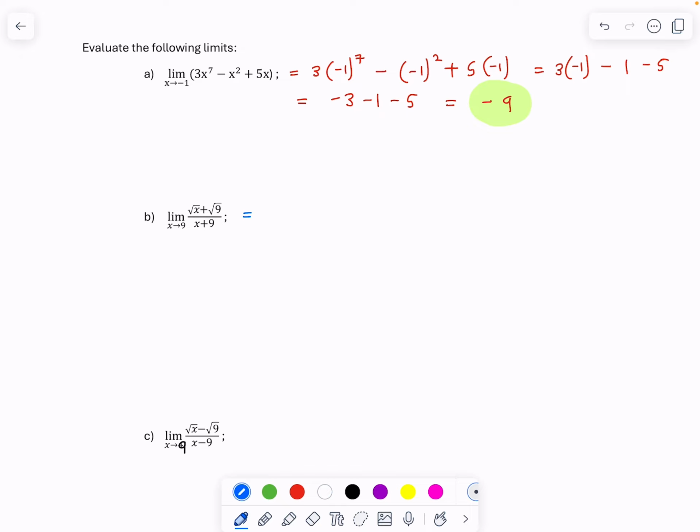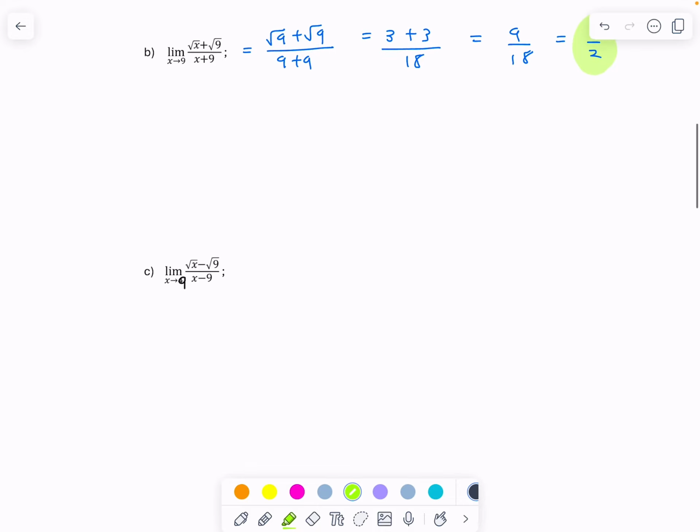So we have square root of 9 plus square root of 9, divided by 9 plus 9. This is just going to be 3 plus 3 divided by 18. This is just 9 divided by 18. This is 1 over 2. And that's the limit. The denominator is 2, which is not 0, so we are fine.